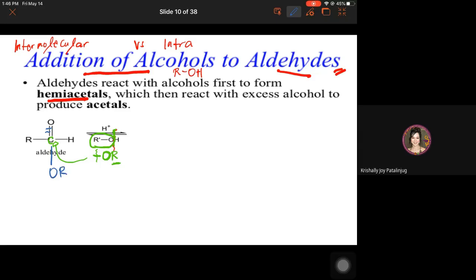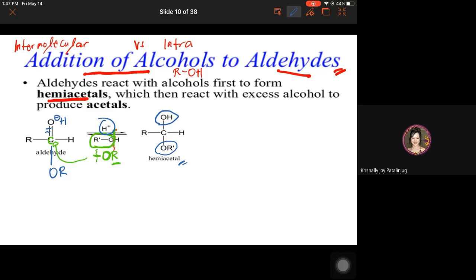Okay? Break the pi bond. Unsay mahitabo against kay oxygen, ma-unstabilize siya. Para ma-stabilize siya, unsay ang buhaton, it will pick up proton. It will be protonated. It will accept proton. So nanapoy alcohol, diri nga part, di ba? Mahimo siya OH. And that is the general formula of hemiacetal. Ito na yung OR, OH.